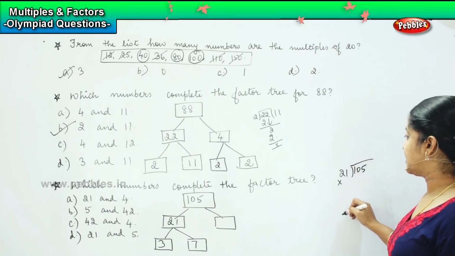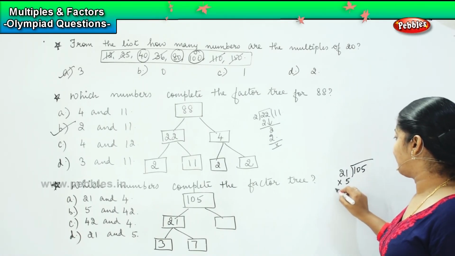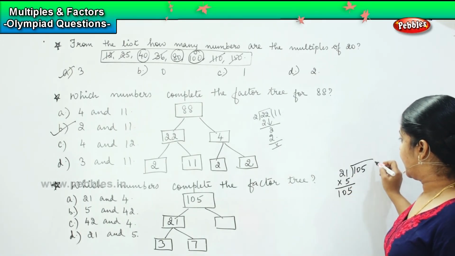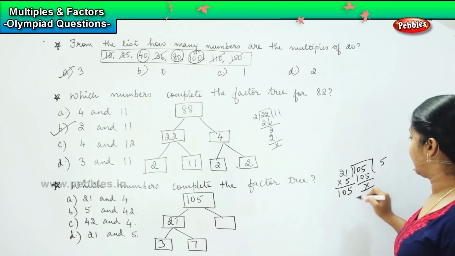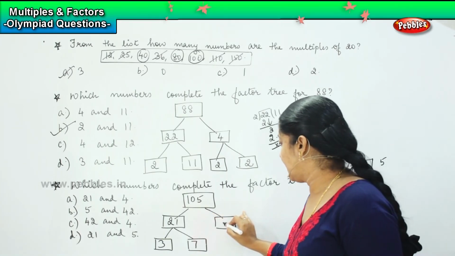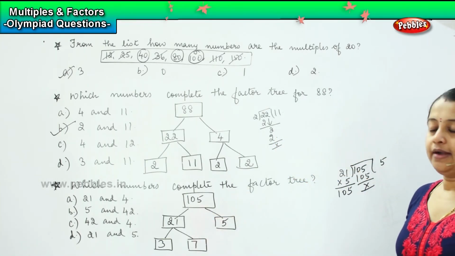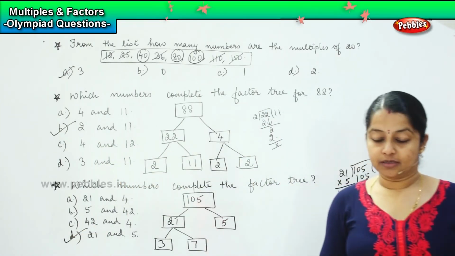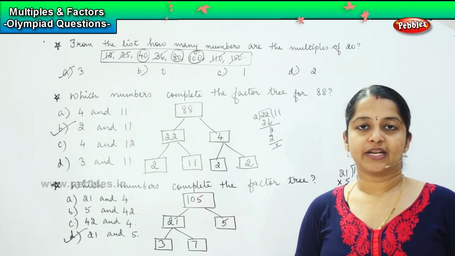So let's multiply and see. Here this number ends with 5, right? So let us try to multiply by 5 and see. 1 5 is 5, 2 5s are 10. Yes. So this divides exactly by 5. So here it will be 5. So what is my answer here? 21 and 5. That is option D. Clear? So are the factor tree questions clear, children? Shall we move to the next question?